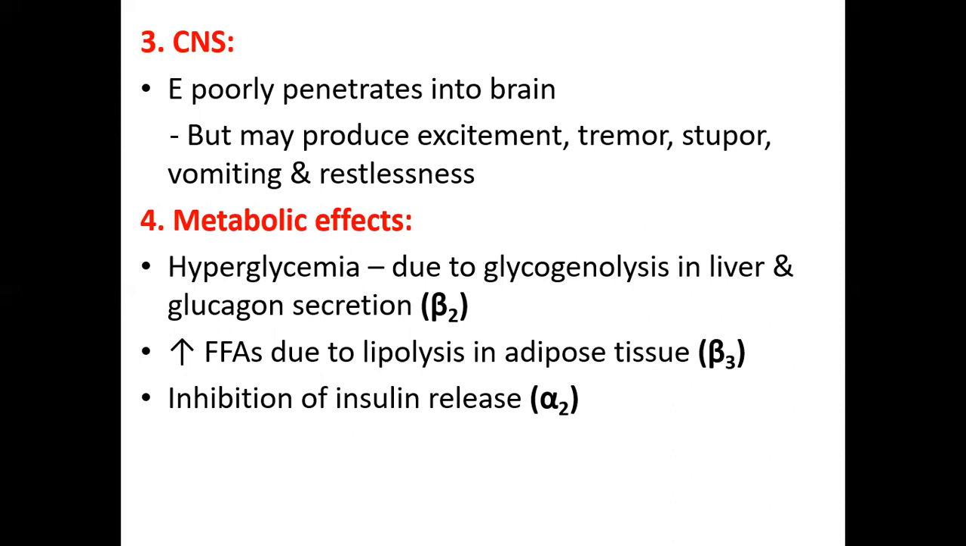CNS. Epinephrine poorly penetrates into brain, but may produce excitement, tremor, stupor, vomiting as well as restlessness. Metabolic effects: hyperglycemia, mainly due to glycogenolysis in liver and then glucagon secretion, beta 2. There is increased free fatty acid due to lipolysis in adipose tissue, mainly attributed to beta 3 action, and then inhibition of insulin release.